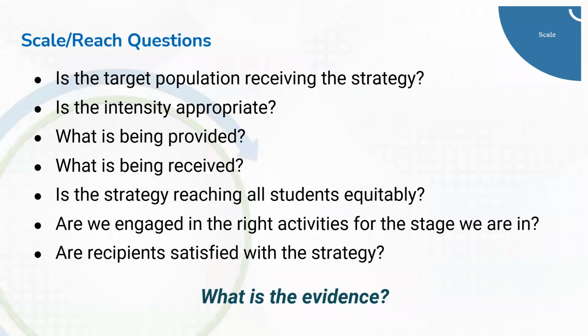Oops, sorry. Here are some suggested questions that would help you as you go through and look at scale and reach. A lot of these I've already talked about. And so the 5th bullet, I think, is really important. And this is an old saying, I guess, all means all, but all students, do they have equitable advantage of what's happening with a strategy, right? Is it meeting the needs of all of our students?